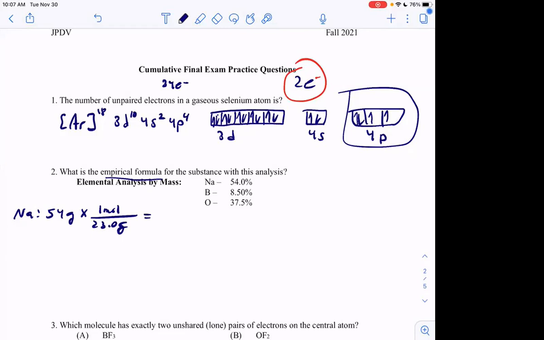And then for boron, we've got what? What's the percent? It's 8.5%, so 8.5 grams, times, and boron's molar mass is 10.8.